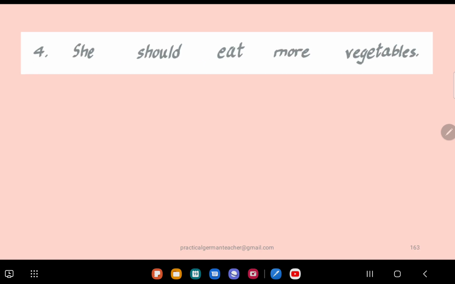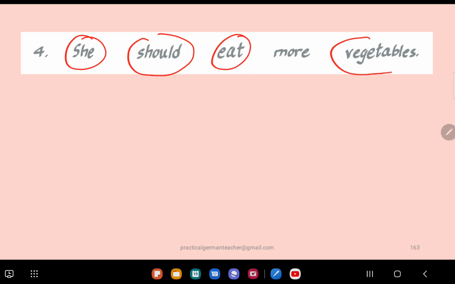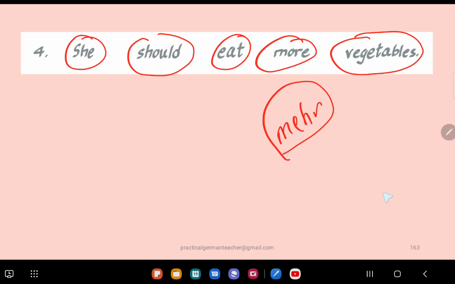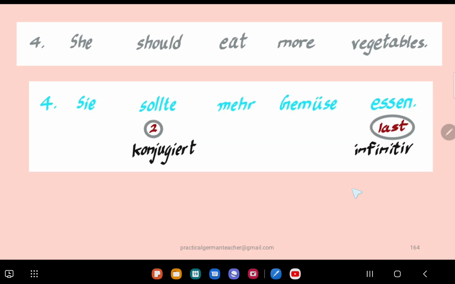Sorry, the W word. She should eat more vegetables. So again, should. So sollten for she will be sollte. Eat will be essen, right? So it will be in infinitive form at the last position. Here I'm not using any article for vegetable, so you can just say Gemüse. More, you say it like mehr. So sie sollte Gemüse essen because more, so sie sollte mehr Gemüse essen.